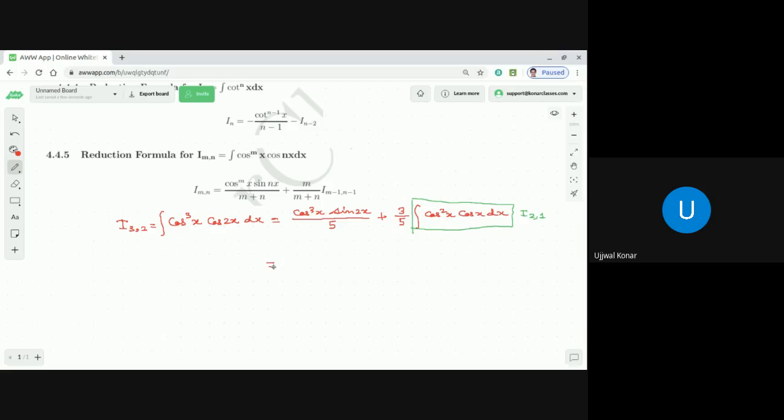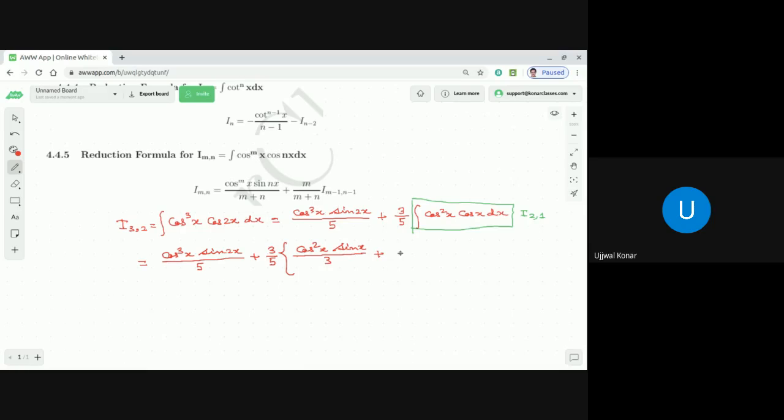So what it becomes, as it is, it was there, so cos. Let me do it here. So that is equal to cos cube x into sine 2x divided by 5, plus 3 by 5 into cos square x. So cos square x into sine x, divided by 2 plus 1, that is 3.